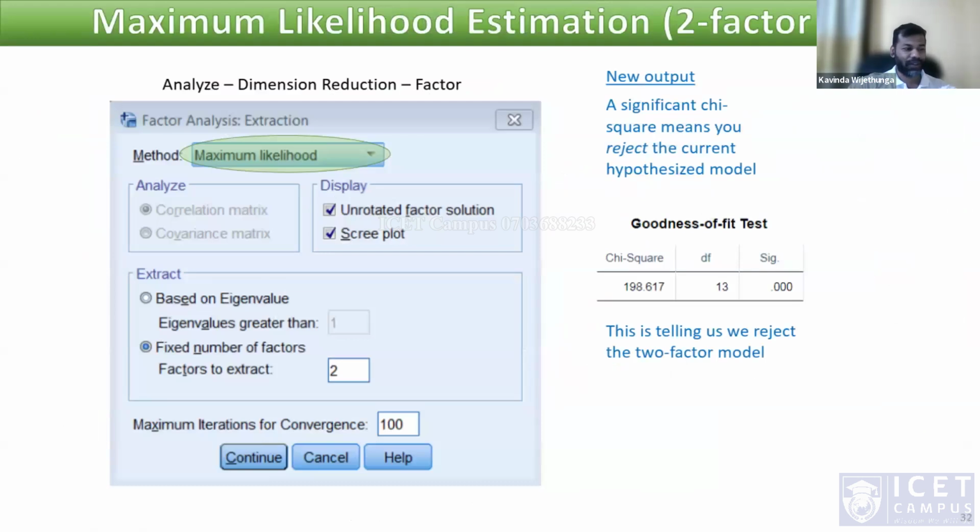For the same question, let's go, right? So everything is the same. The difference is we are going to change the extraction method to maximum likelihood. Every other value is the same.